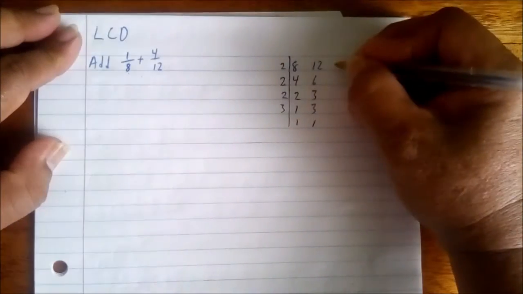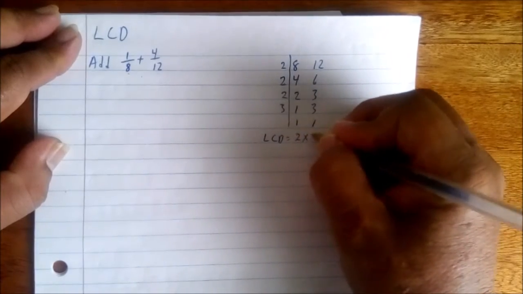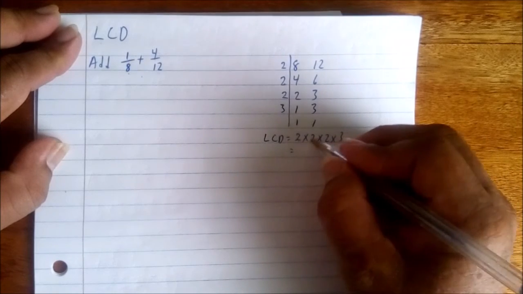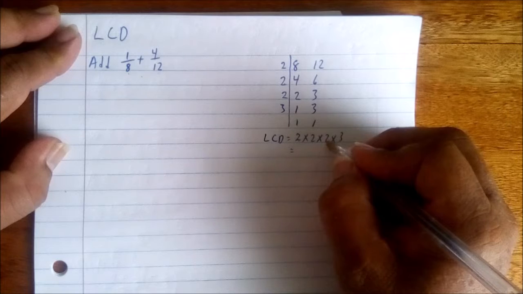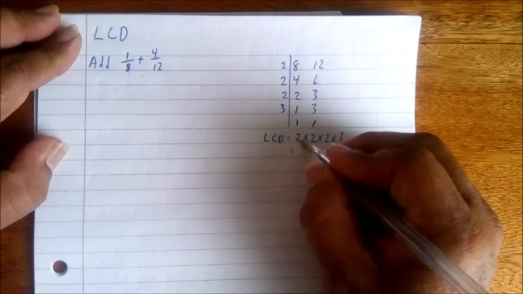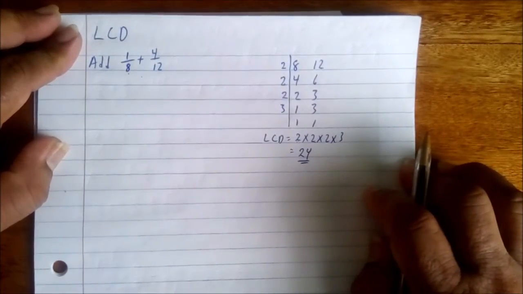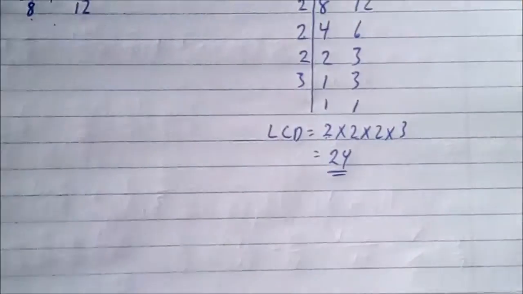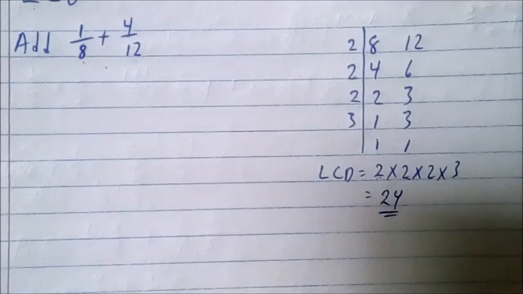So therefore the LCD will be 2 times 2 times 2 times 3, which is then 2 times 3 times 2, 6, 6 times 2, 12, 12 times 2, 24. So that's our LCD, lowest common denominator. In other words, we need to get those two fractions to have a common denominator of 24.